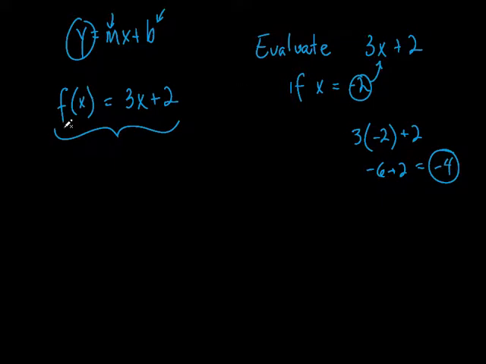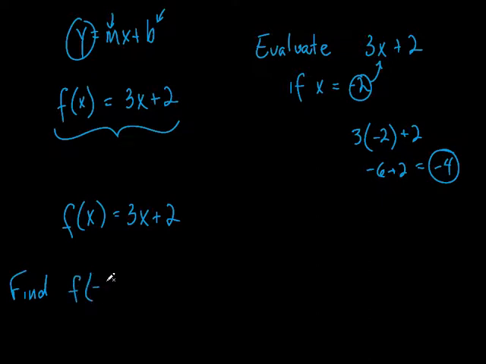Well, this is what it would look like if it was a function, if we wrote it in the function notation. Instead of writing all that stuff out like this, they're just going to say find. This is what they'll do. Here's your function. I'm going to rewrite it again, all right? So f of x equals 3x plus 2. And this is what they're going to say. Here's the problem. It'll say find f of negative 2.